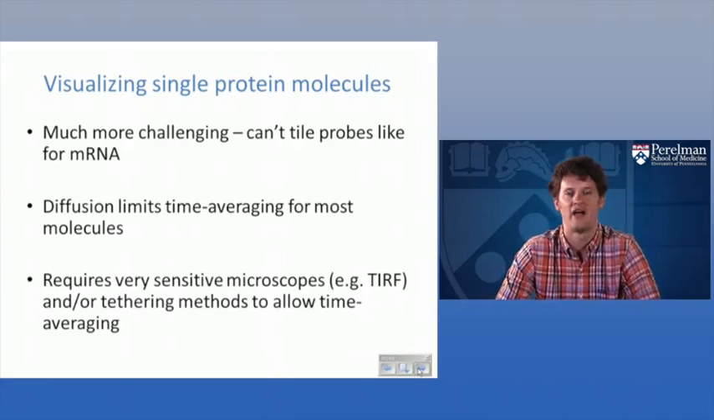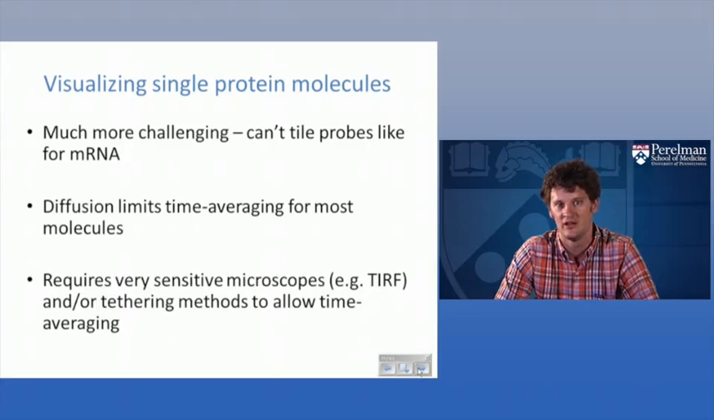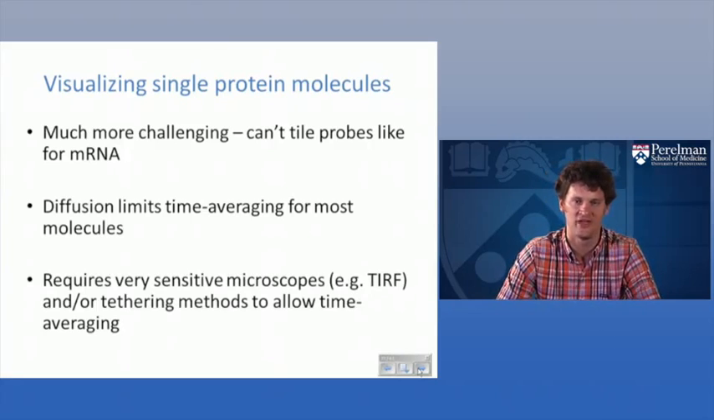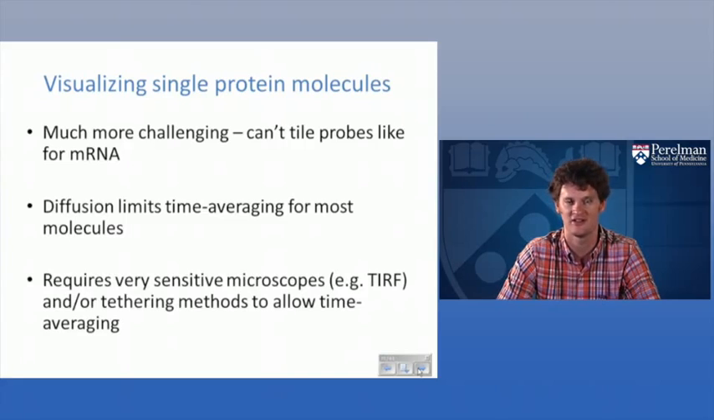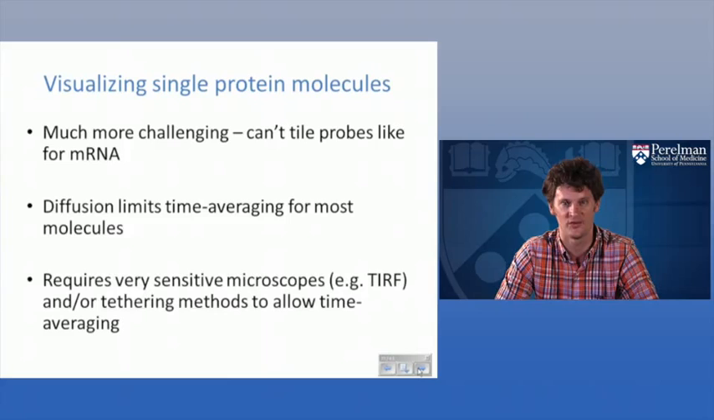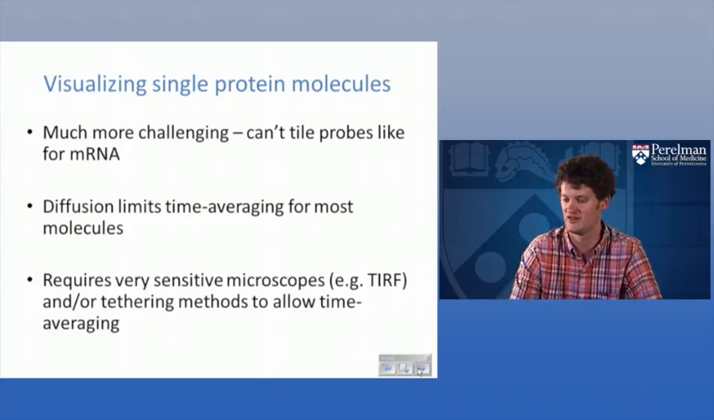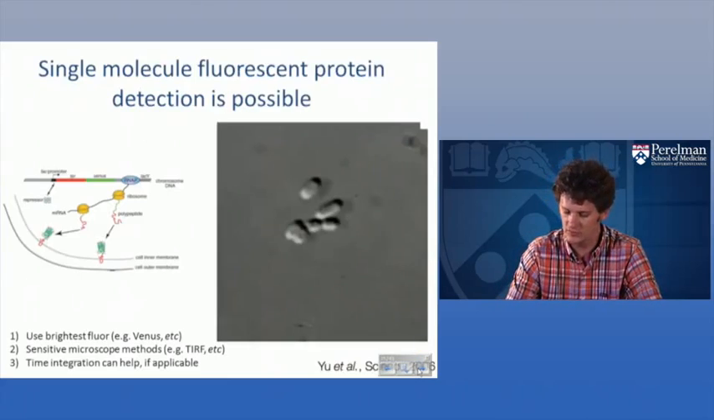If you have a single YFP fusion to a particular protein, the proteins are moving around so fast you can't just take a time-lapse picture unless you have some way of keeping that protein from moving around, because by the time you get enough photons to detect it, it will have moved somewhere else in most cases. So in general, you need really sensitive microscopes, and TIRF is the classic one that's been used for this kind of purpose. Alternatively, there are methods to tether your proteins to keep them from moving around too much, or keep them in defined locations, and to allow you to average over time.